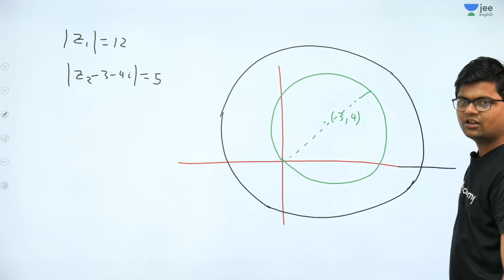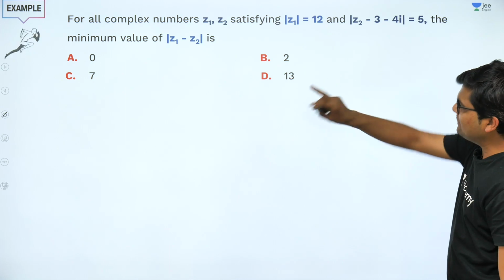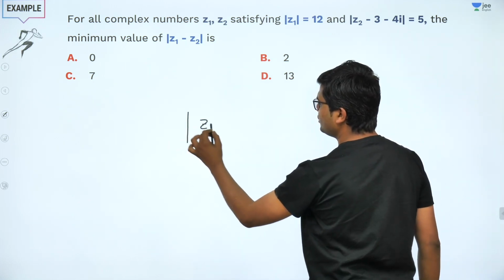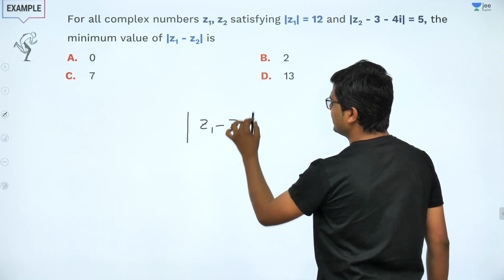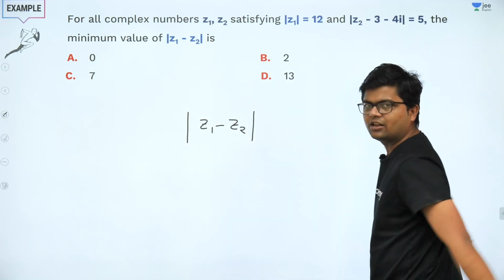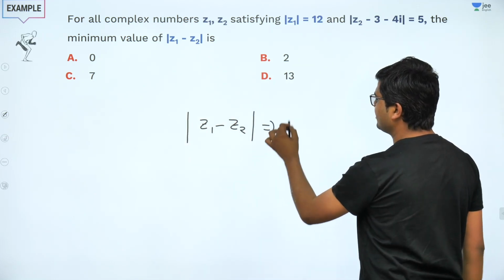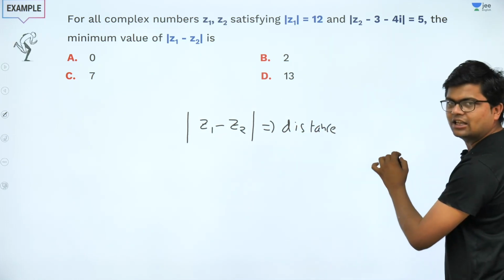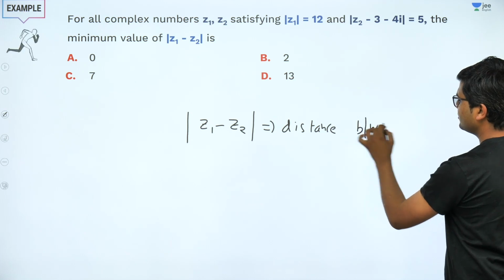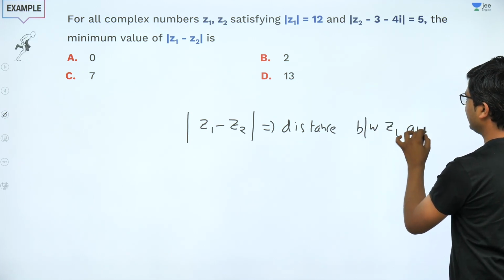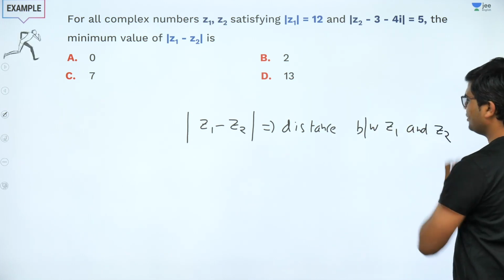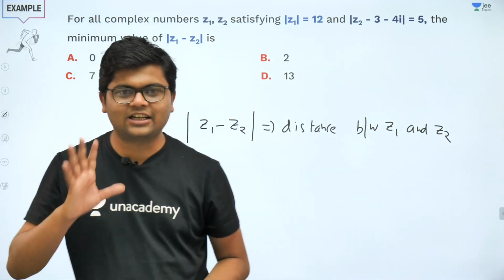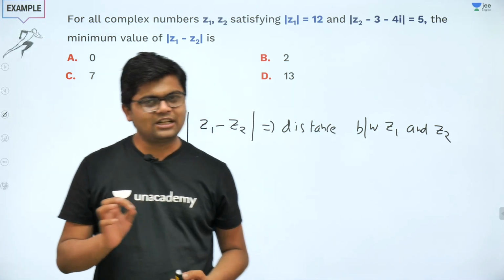this black outer circle. We need to find the minimum of mod of Z1 minus Z2. Now you also need to interpret this logically. This modulus represents the distance between Z1 and Z2. Therefore, what you need to find is the least distance or minimum distance between the complex numbers Z1 and Z2.